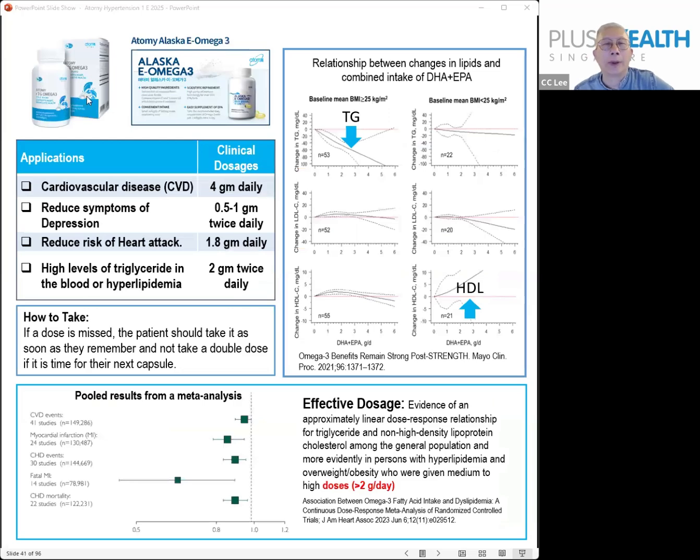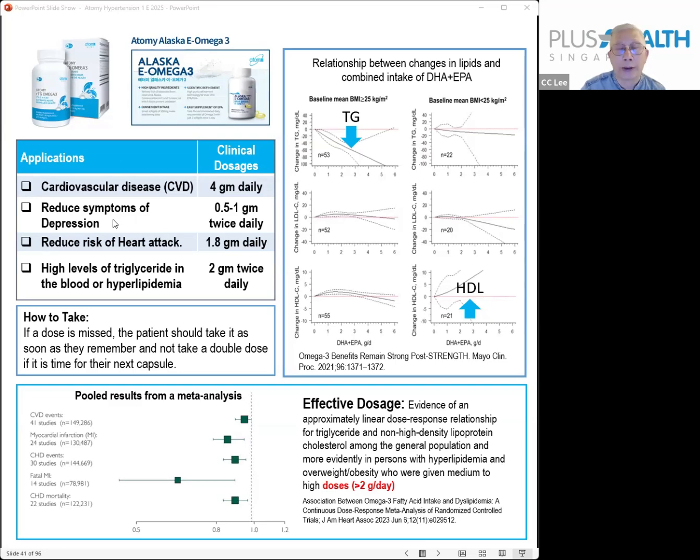Okay, now the omega-3. Atomy has 2 products, RTG and Alaska omega-3. They are basically the same, right? Here, I just briefly mention that omega-3 has benefits in lowering the triglyceride and increasing the HDL. These are the key benefits of Alaska omega-3. Now here is the dosage that is recommended for people who want to take it for therapeutic purposes itself. So 4 grams daily for CVD patients.